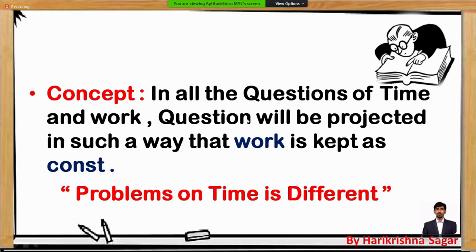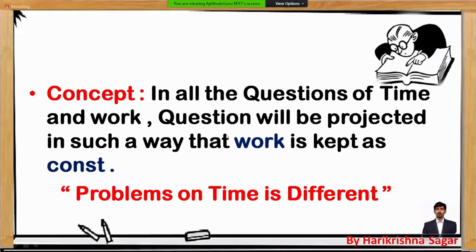So we'll start with the discussion. Questions which are related to time and work, where problems are narrated in such a way that all the persons are not going to work till the end. There is a variation in the time. So that's why I just treated this model as problems on time and work, where time is different. Time or work done by the people is different. How can we tackle these questions?